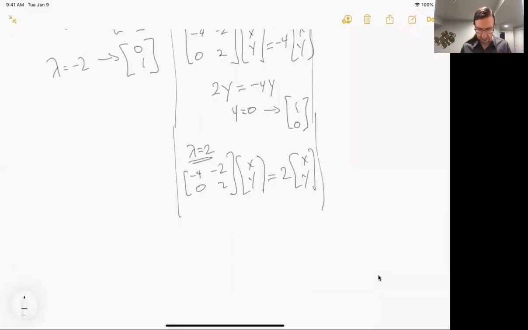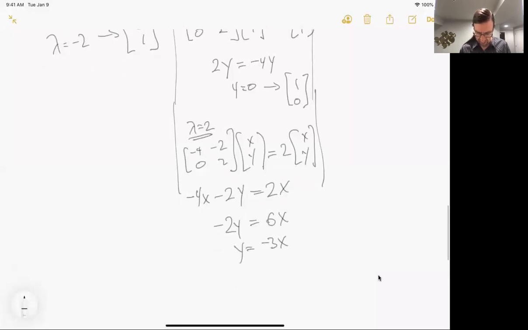The second equation is 2y equals 2y. That tells us nothing. So all the information here is in the first equation, which is minus 4x minus 2y equals 2x. Add 4x to both sides. That gives me minus 2y equals 6x. Divide by negative 2 gives me y equals minus 3x. And so we get an eigenvector of (1, minus 3).